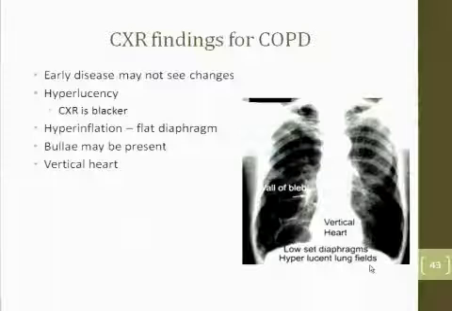On chest X-rays, you can see this person has hyperinflation syndrome. The chest X-ray shows the lung is actually hyperlucent, so the chest looks blacker. You get hyperinflation with very flat diaphragms, and you can see bullae in the top of the lung from the damage. The heart looks very vertical simply because the chest is getting so large.